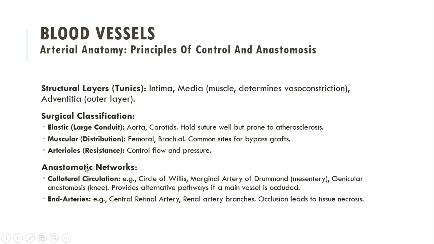Surgical classification for the arteries is very important. There are three kinds of arteries. One are elastic. They are large conduits like the aorta and carotids, and they hold suture very well. But again, they are prone to atherosclerosis. There are muscular arteries. They are important in distribution. They are like the femoral and brachial, and they are common sites for bypass grafts. Bypass grafts are basically taken from these arteries. And then there are arterioles, and they are the important structures that create the resistance. So they basically control the flow and pressure in the arteries.